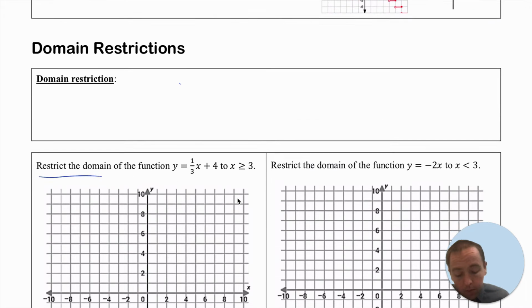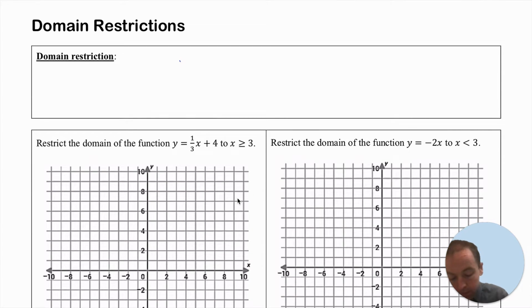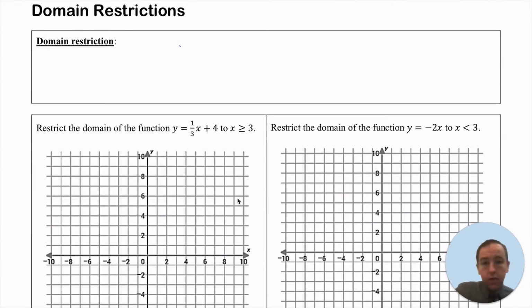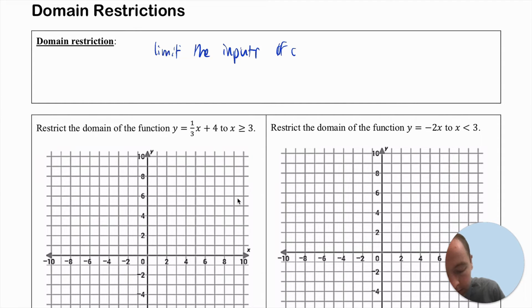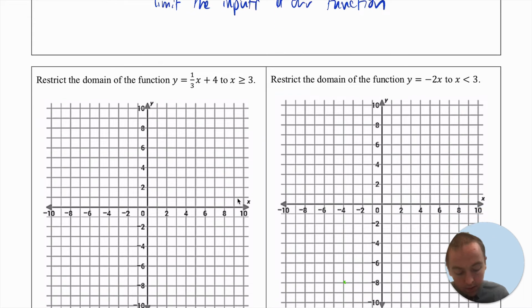So one really big thing about piecewise functions is the fact that we're restricting the domain. What that means is that we are limiting the inputs of our function to a certain set. So it may not necessarily be all real numbers that get mapped somewhere. It's only going to be a specific set. So let's take a look at some examples of how this can play out.